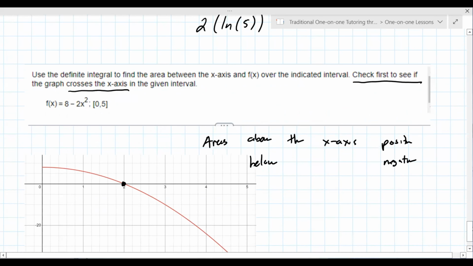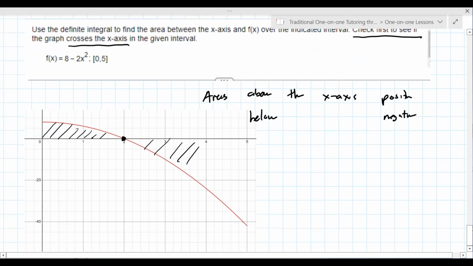So if you just went to a calculator and integrated this, it will say, oh, that's positive, and that's, let me scroll down here, and that's negative. Now, the way we read this, it says use the definite integral to find the area between the x-axis and f of x over the indicated intervals. So the way I interpret this is they're both positive. I read this as they want the total area.